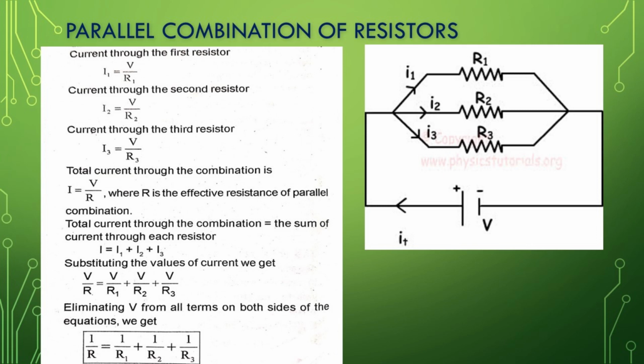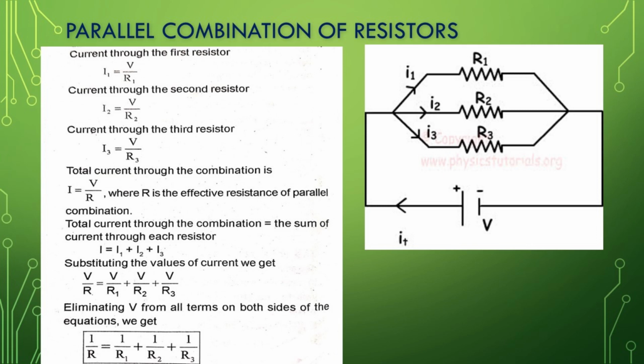Parallel combination. Consider three resistors R1, R2 and R3 connected in parallel across a potential difference of V volt. Since all the resistors are connected across same terminals, PD across all the resistors are equal. As the values of resistors are different, current will be different in each resistor.